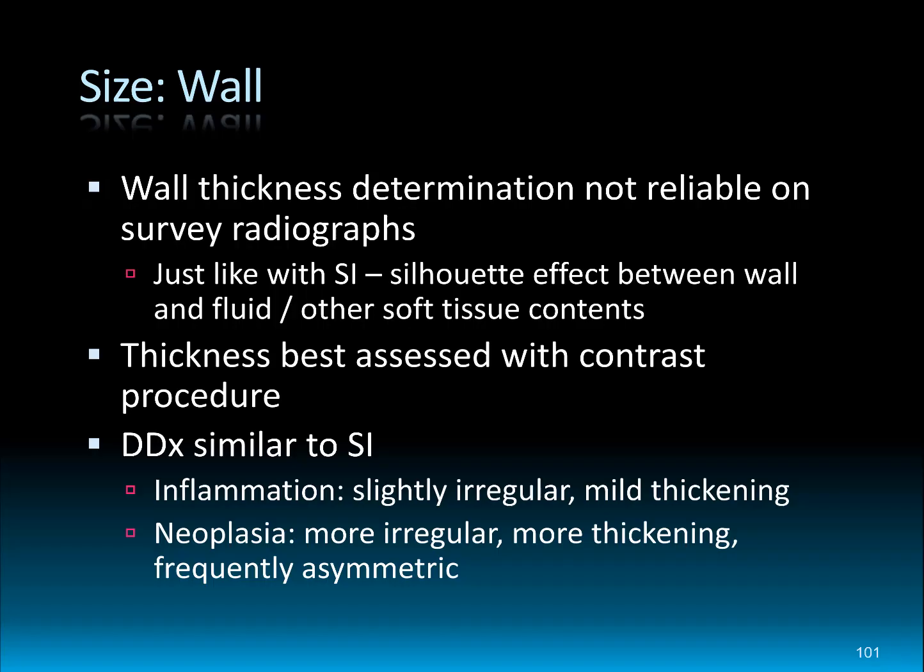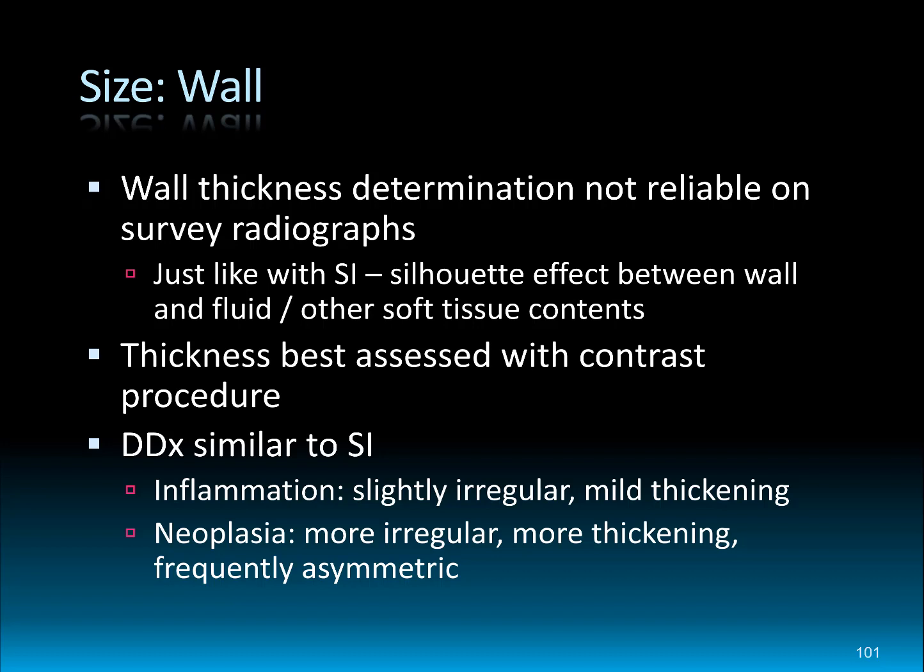As with every other part of the GI tract, measuring the wall thickness is not fruitful most of the time on survey radiographs. The silhouette effect comes into play, so any fluid or soft tissue opacity fecal material is going to silhouette with the wall, and you're not going to know how much of that soft tissue opacity represents wall and how much represents intraluminal contents. So if you really want to know the thickness of the wall, then you need to do a contrast procedure. Again, either negative or positive contrast may help you out there, or you could do an abdominal ultrasound potentially to look at wall thickness as well.